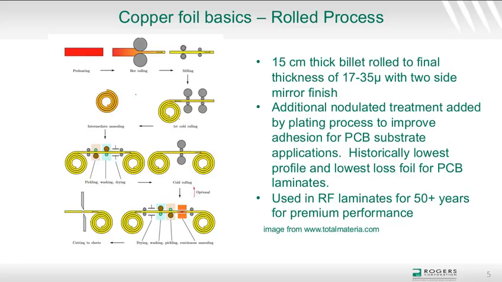But for applications where it's going to be used in circuit substrates, additional nodulated treatment is added by a plating process to improve adhesion to the PCB. And this is historically the lowest profile and lowest loss foil for PCB laminates, and they've been used in RF laminates to squeeze the last ounce of loss out for the last 50 years.